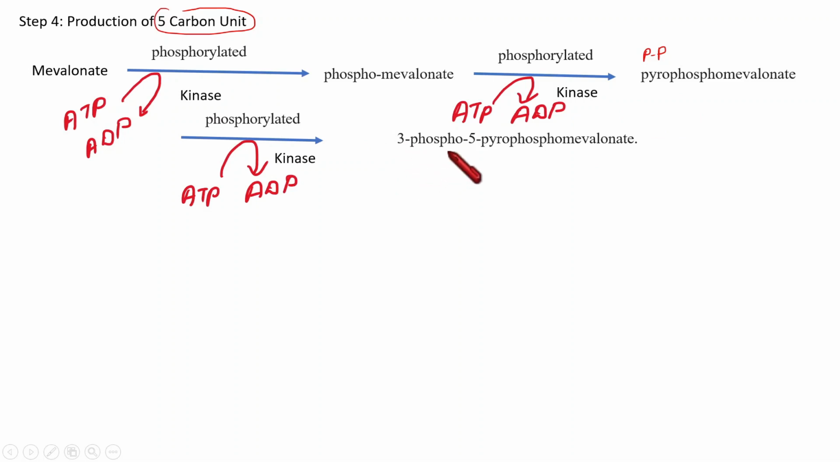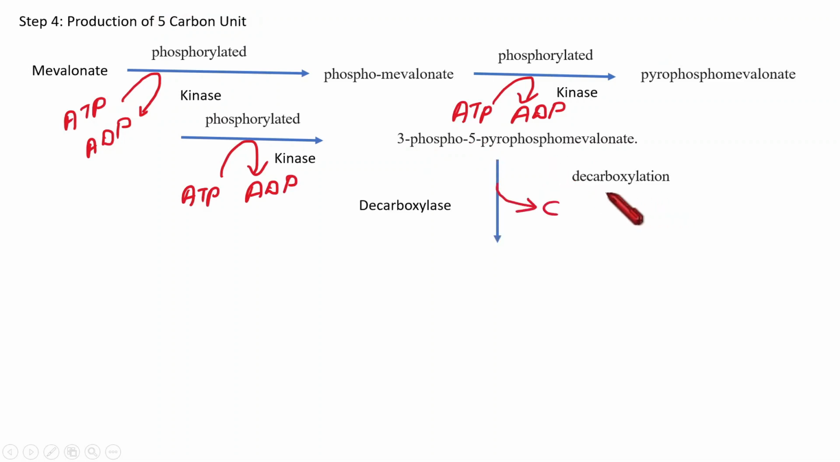It again undergoes another round of phosphorylation and will have 3 phosphate groups. That is 3-phospho-5-pyrophosphomevalonate. So by that way 3 phosphates: here 1 phosphate will be there, and pyro means 2 phosphates. So 3 phosphates get added along with the mevalonate and form this compound, 3-phospho-5-pyrophosphomevalonate. And this compound undergoes decarboxylation, that is the elimination of carbon dioxide. By that way 1 carbon is eliminated, removed.